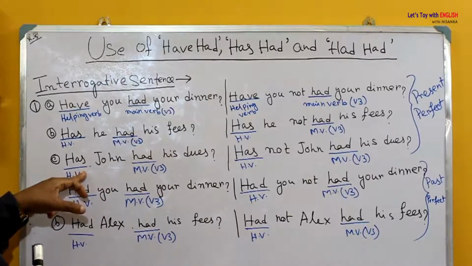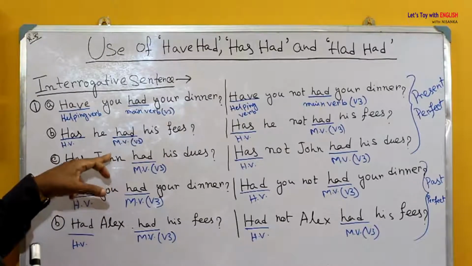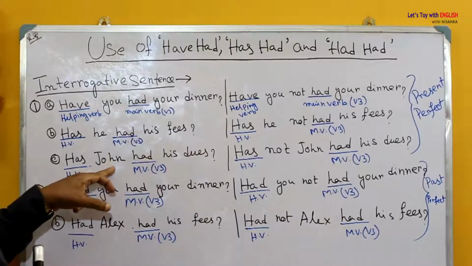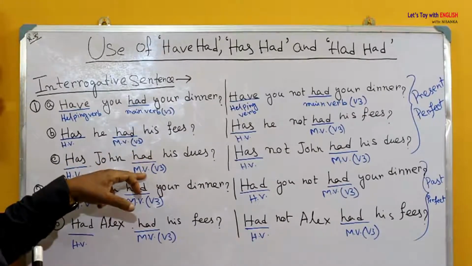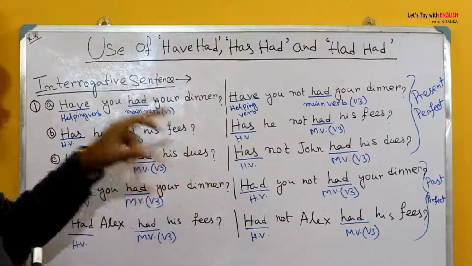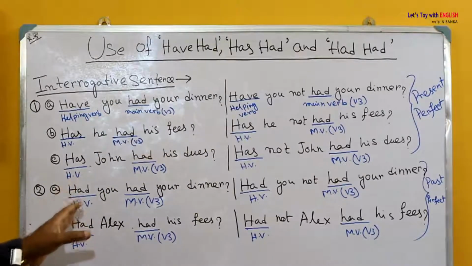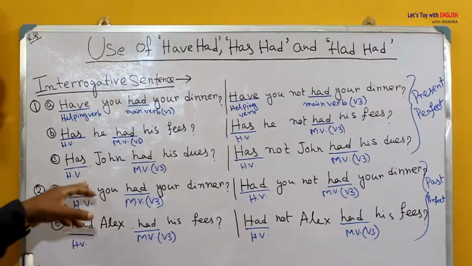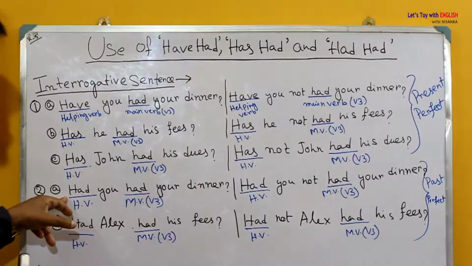First of all, this helping verb, then the subject. Since John is third person singular, though it is a noun, has has been placed, then had, the main verb V3, his dues. Now these two are in past perfect tense. That's why in place of have or has, had has been written.